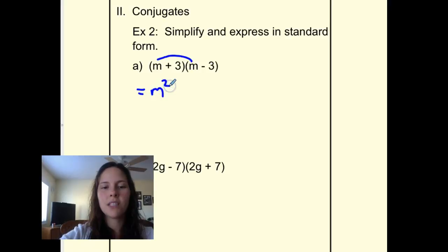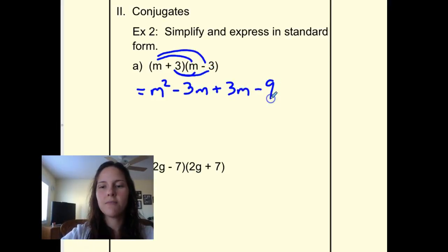M times m is m squared. M times -3 is -3m. M times +3 is +3m. And 3 times -3 gives me a -9. This time I do have like terms after I distribute it. I have my -3m and +3m in the middle there, and they cancel each other out because they have opposite signs. So I'm left with m squared minus 9 for my final answer.